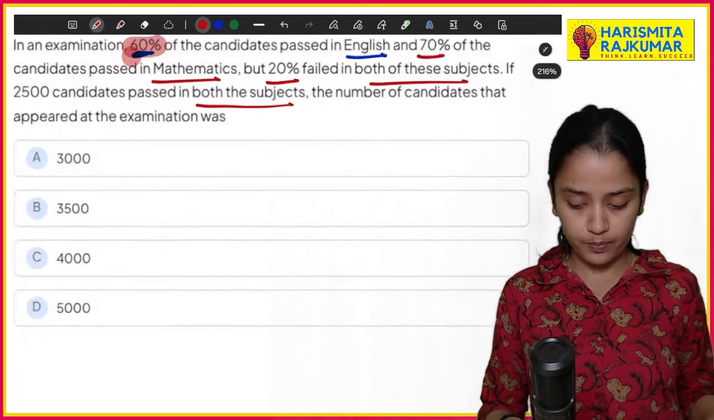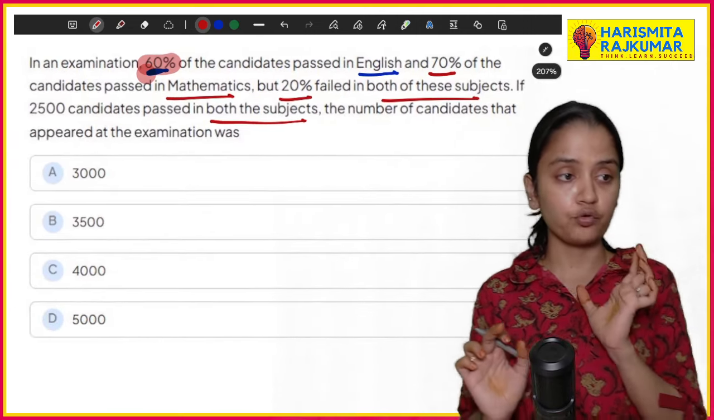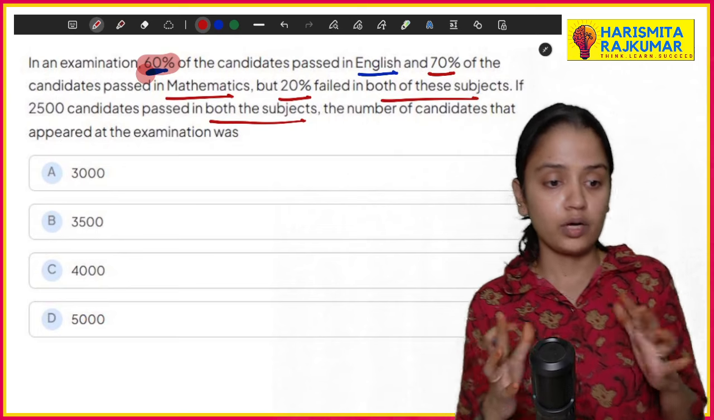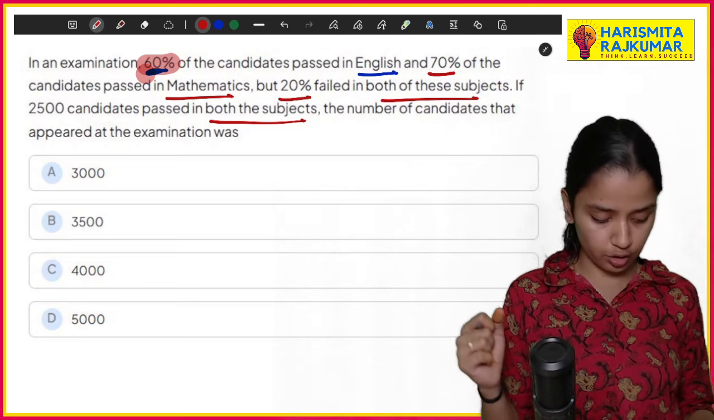So I hope the question is clear. Kindly take a screenshot of it if you are not able to zoom it. I've zoomed it. Kindly take a screenshot of it.